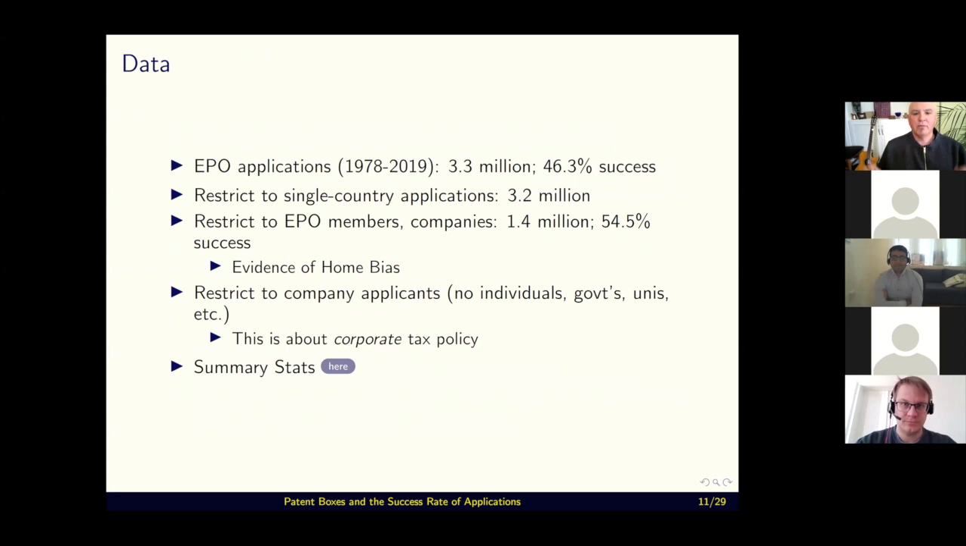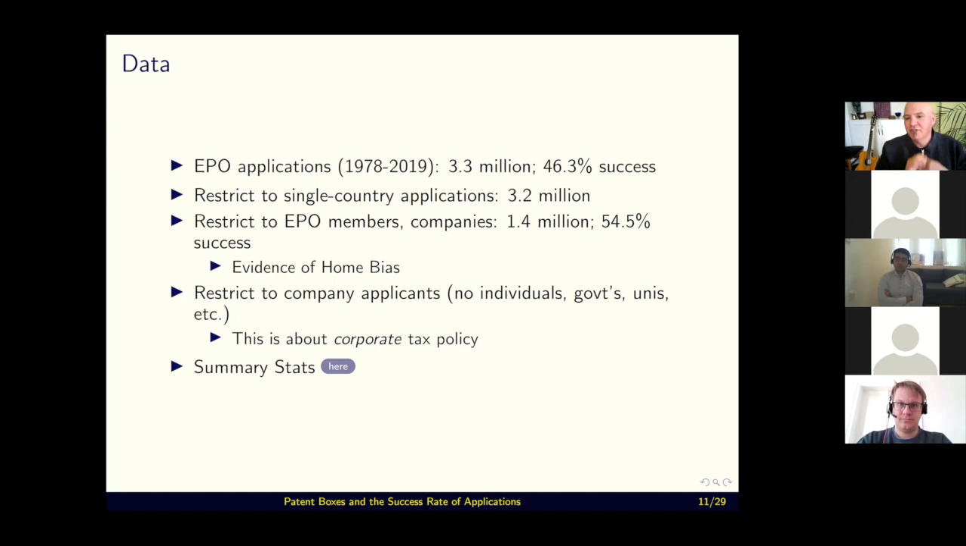So we start out looking at data just to the EPO, so applications to the European Patent Office from 78 to 2019. That's about 3.3 million observations, about 46% of which eventually get granted. We're gonna restrict ourselves to applications coming from a single country. So if Mahdi and I submit an application together, we're joint owners, we're gonna get rid of that one because I don't know who has tax jurisdiction there so much, and therefore whether or not the patent box would apply. So I'm just gonna shave that off, and that's about 100,000 applications.